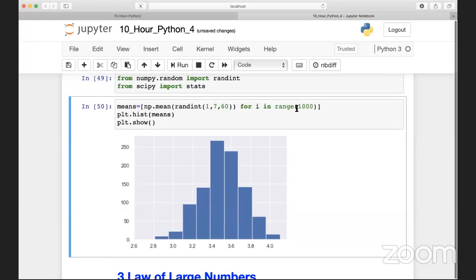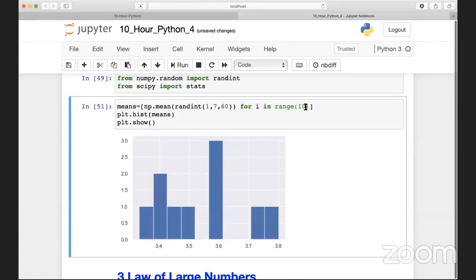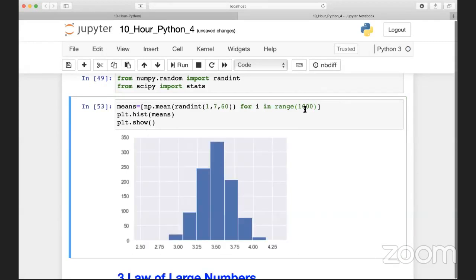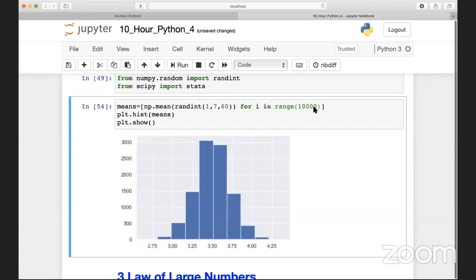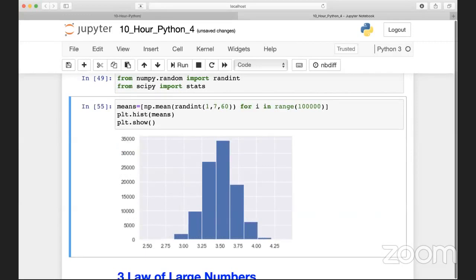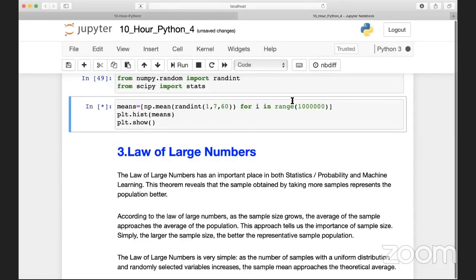If we increase the sample, let me start with 10. This is what it looks like. Okay, let's try with 100. Doesn't look good. 1000, getting fine. How about 10,000? Okay. How about 100,000? Okay, it's very similar to normal distribution. How about 1 million? I will stop here.